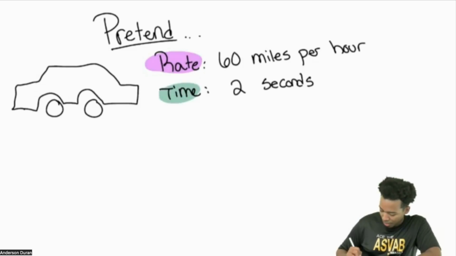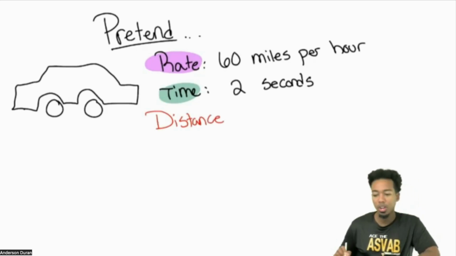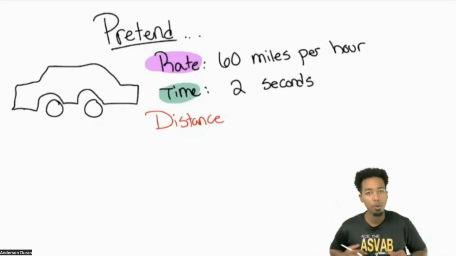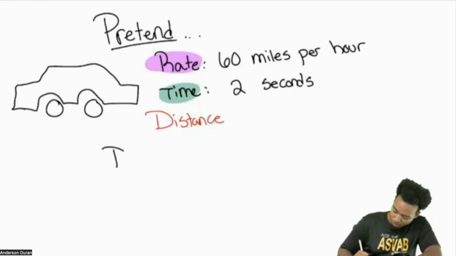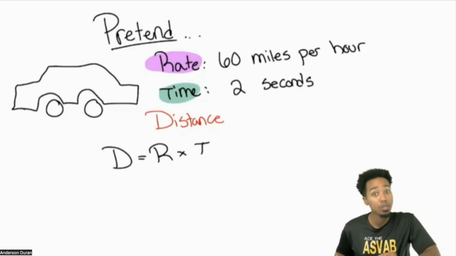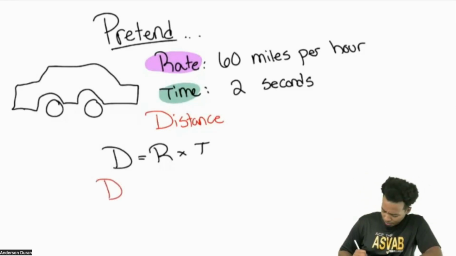Everybody, let's find that distance. Let's pretend that we're going to ignore the units just for a quick moment. Let me teach you why this is so important. So let's remind ourselves of the formula. Distance equals rate times time. This looks like a pretty easy problem, right? Okay, cool. I'm looking for distance. My rate is 60 miles per hour. The time that I traveled for was 2 seconds.